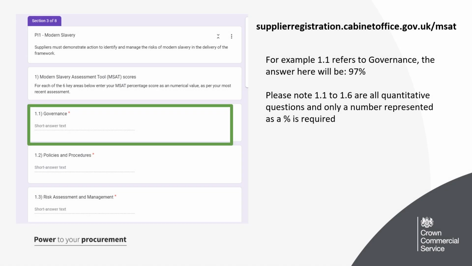Performance Indicator 1 correlates with your completed modern slavery assessment. The Modern Slavery Assessment Report will provide you with your most up-to-date scores for each of the key 6 areas and your total performance score. In this section, all scores are a percentage and should be recorded as a percentage. In the example provided above, the score for the governance is 97%. Please note Performance Indicator 1.1 to 1.6 are all quantitative questions and only a number represented as a percentage is required.